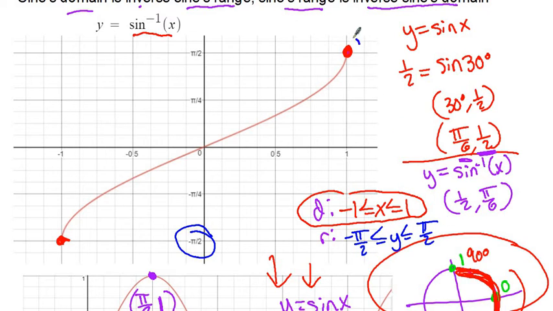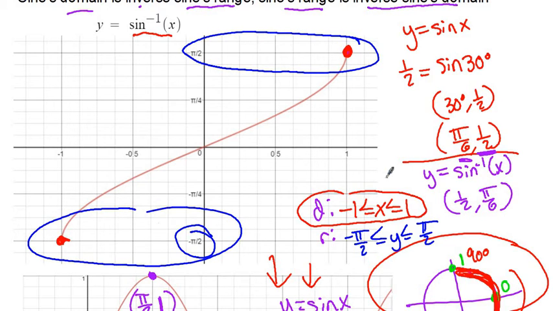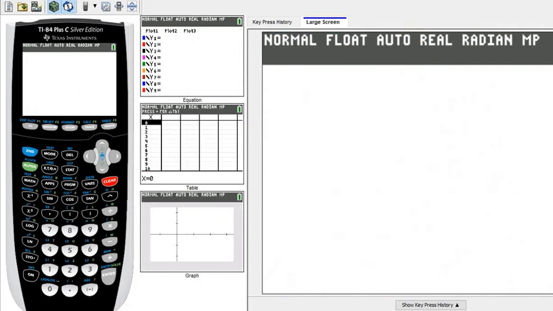That's equal to, here's pi over 2 up here. So it goes through its complete cycle in that. So the domain of inverse sine is -1 to 1. The range of inverse sine is -pi over 2 to pi over 2.